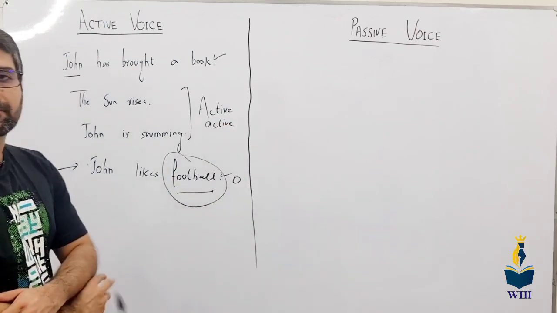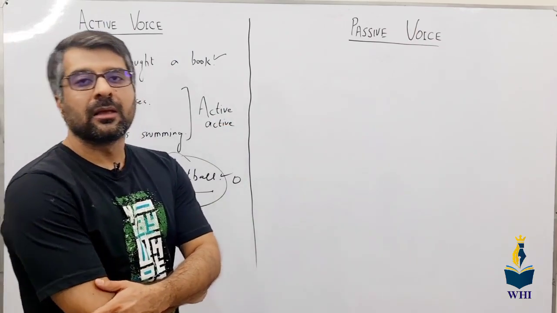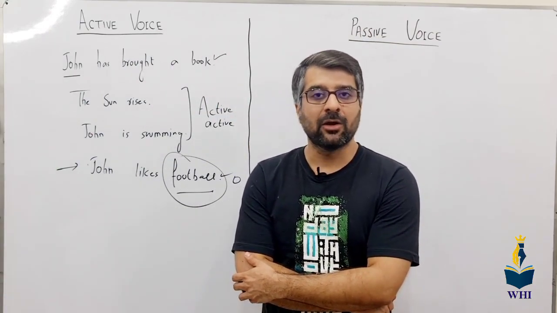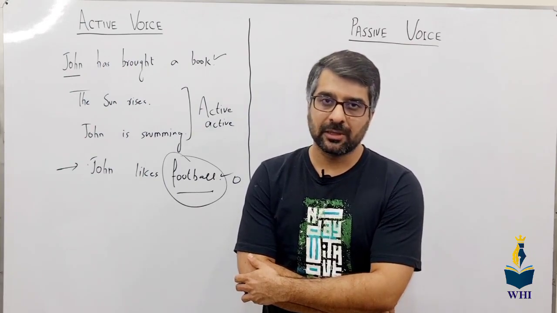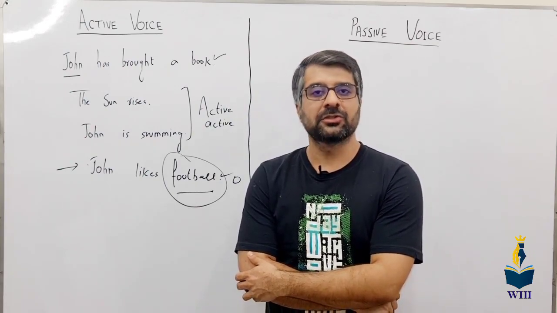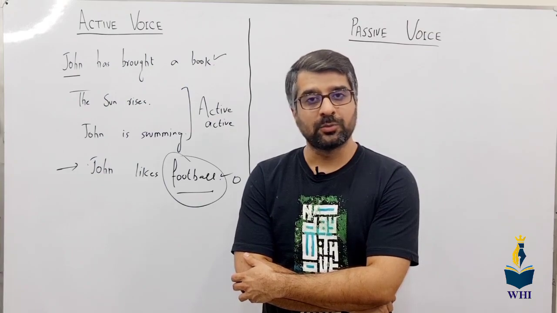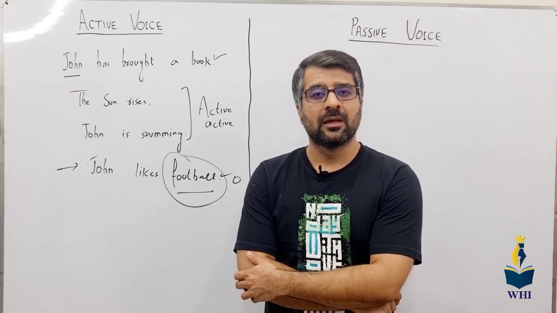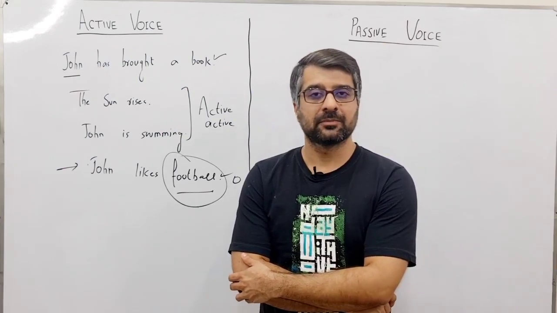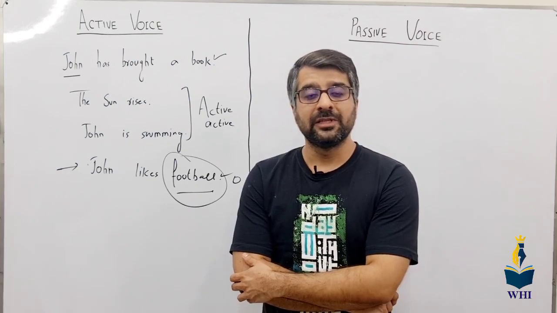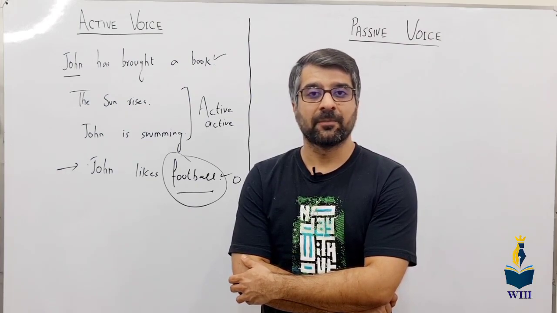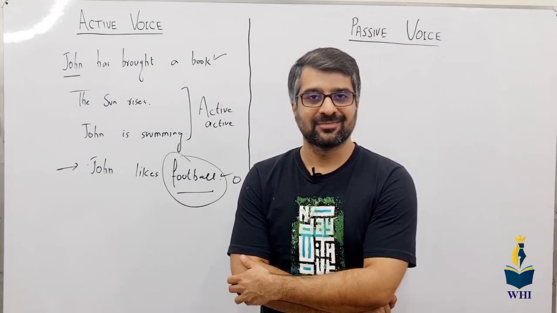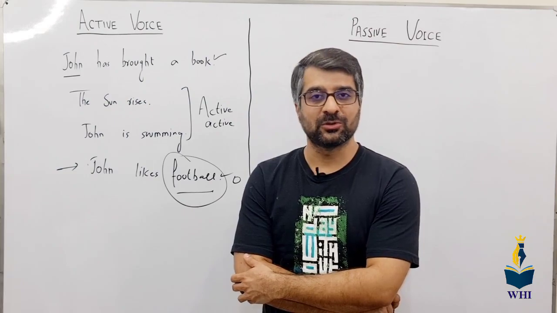The sun rises, it's an active voice construction. And I have used an active voice construction because I don't have an object. Similarly, John is swimming. I have used active voice construction here because I don't have an object to place in this sentence. So if object is missing, we have to use active voice construction because for passive voice, we need an object. And if object is missing, we can't make a passive voice. So this is the second most important use of active voice.